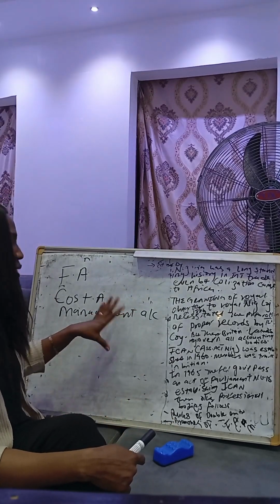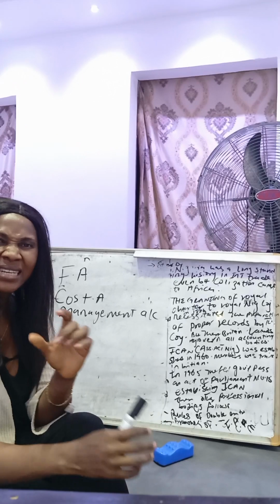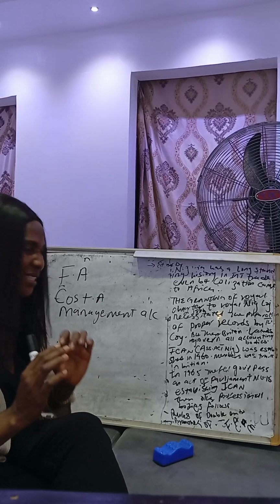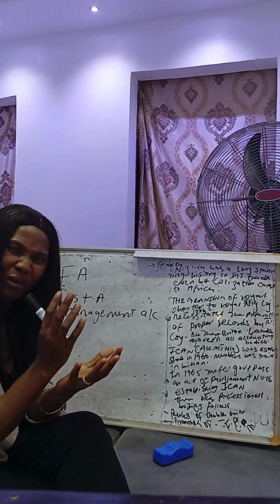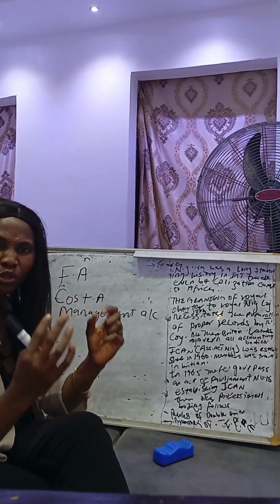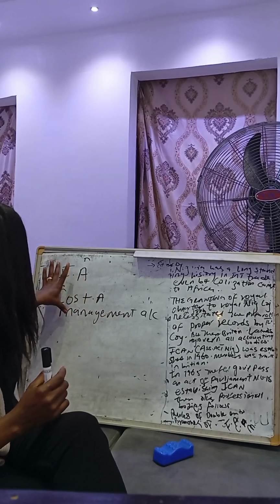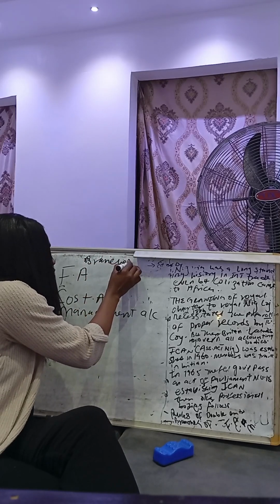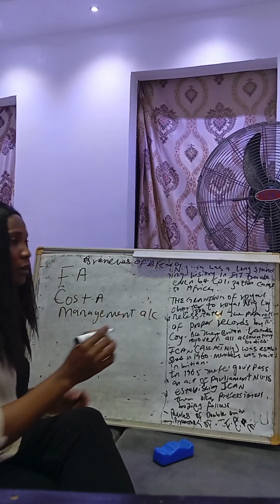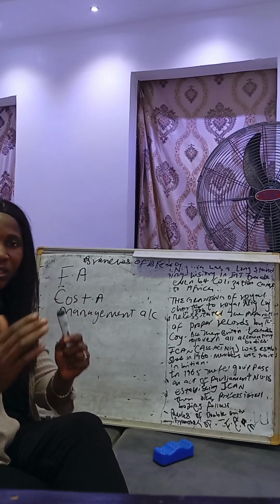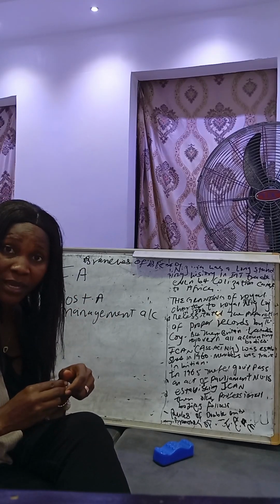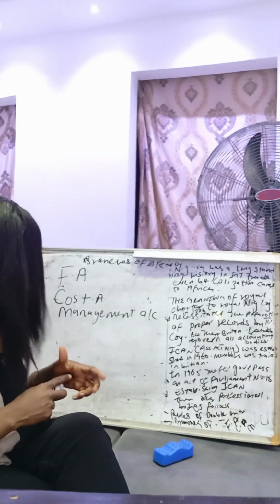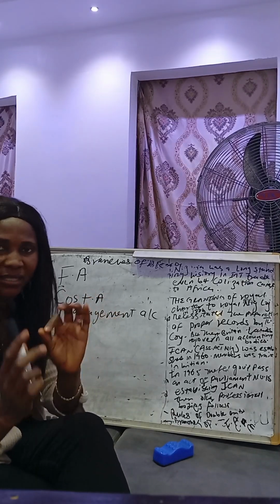Is that okay? Then management accounting is the branch of accounting that deals with planning, controlling, and decision making. It is just that small branch of accounting that deals with planning, controlling, and decision making. These are the three basic branches of accounting. Financial accounting deals with preparing financial statements. Cost accounting helps to ascertain the cost of a product. And management accounting deals with planning, controlling, and decision making.